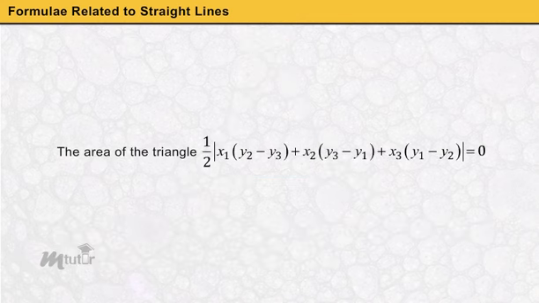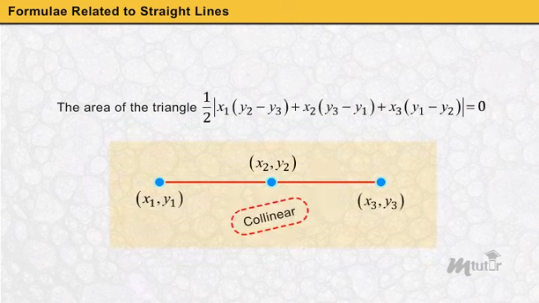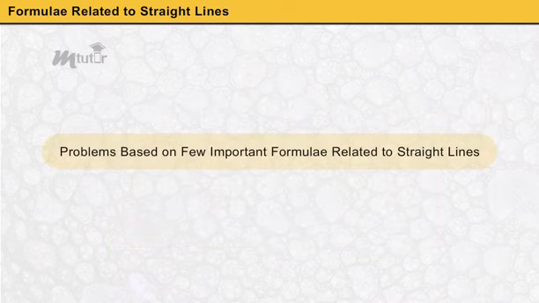If the area of the triangle ABC is 0, then the 3 points A, B, and C lie on a line. That is, they are collinear. Hope you got to know the formulae. For a better understanding, let us solve a few problems based on these formulae discussed.